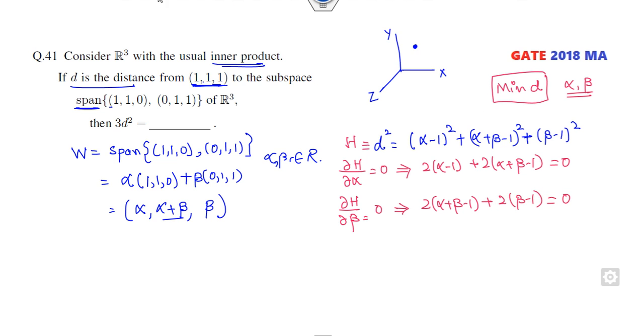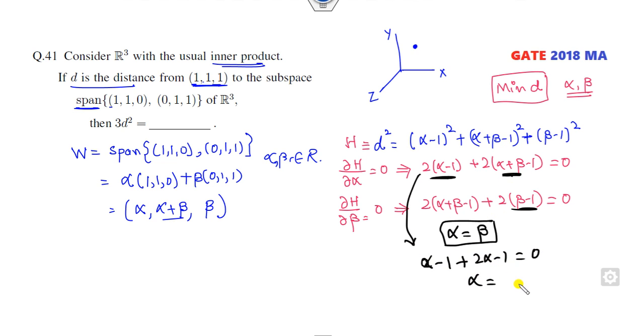Clearly from these two equations, alpha is equal to beta. So how can you find the value? I can substitute here, the 2 will be cancelled out. So it's alpha minus 1 plus 2 alpha minus 1, so alpha will be 2 over 3. So alpha and beta are both 2 over 3.